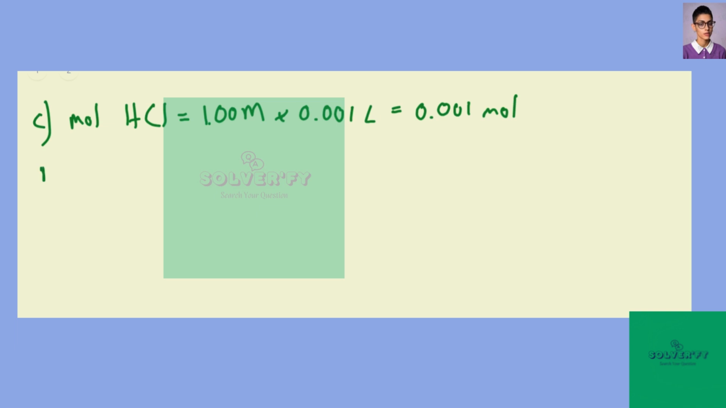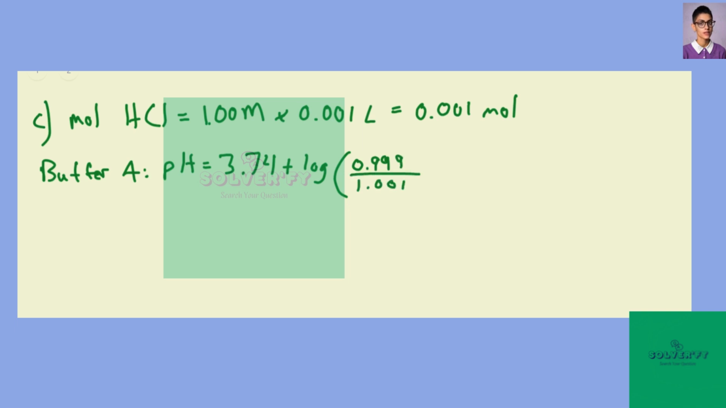So for buffer A, we still have pH is equal to pKa, 3.74, plus the log of base, which has now had 0.001 moles of it consumed, and the acid has 0.001 added. And when we do this calculation, it's 3.739, which is about equal to 3.74, so there's barely any change. So we say the delta pH, there's a slight change, but practically no change at all.